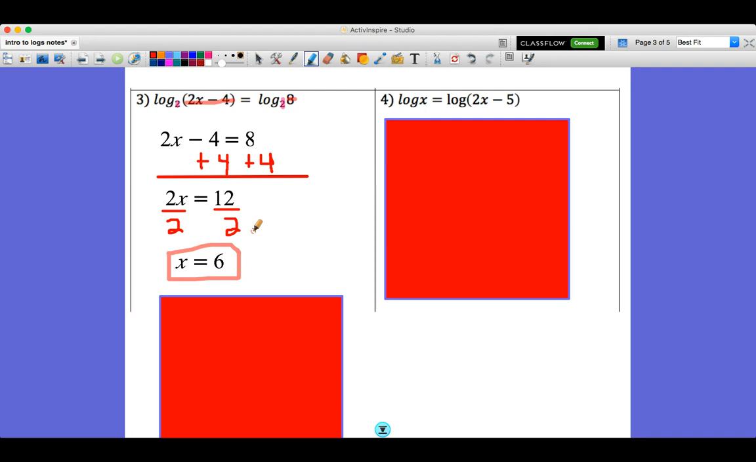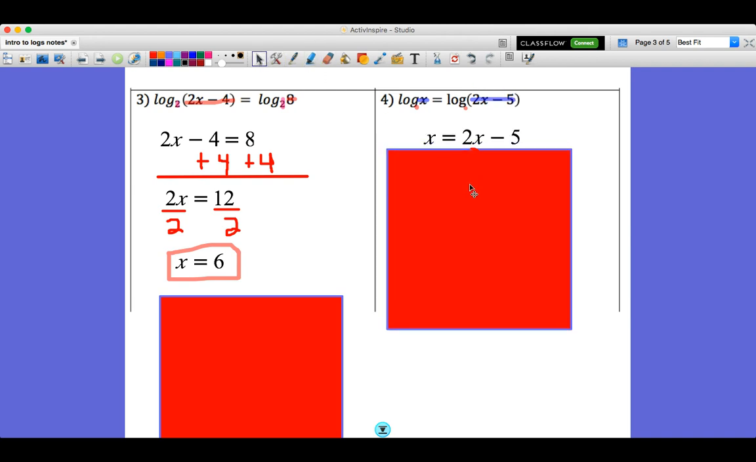Number 4, same thought process. We have log of x equals log of 2x minus 5. Whenever you just have the word log, your base that you don't see right here is a 10. So it's really saying log base 10 of x is equal to log base 10 of 2x minus 5. So we're going to set x equal to 2x minus 5 this time. So our equation looks like that. X equals 2x minus 5.